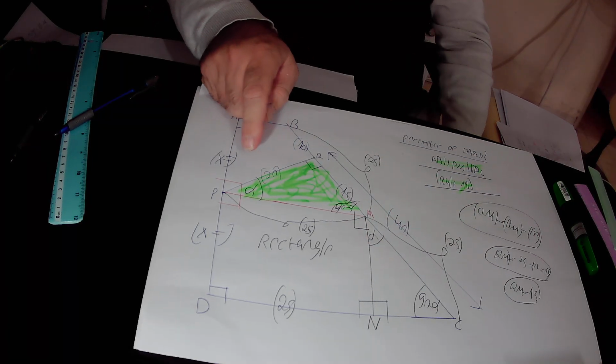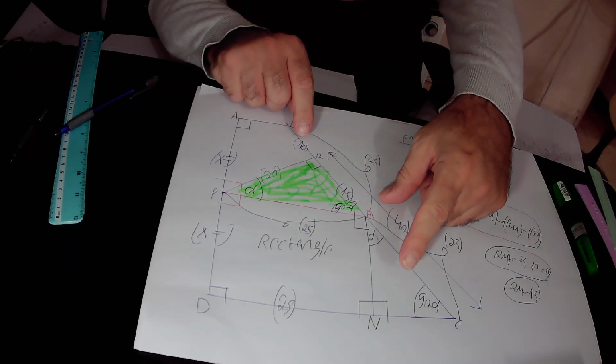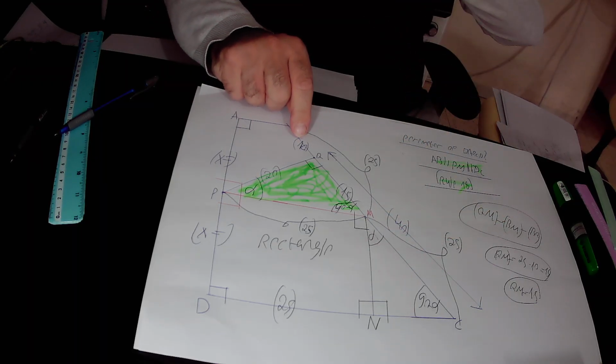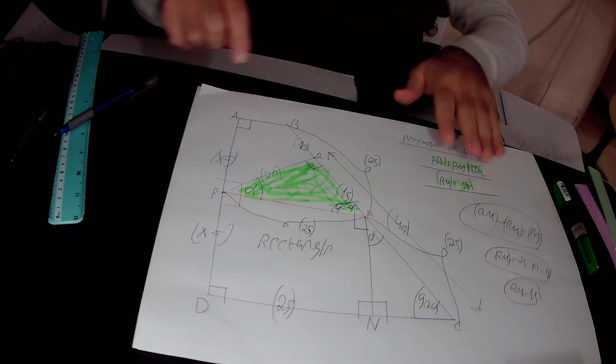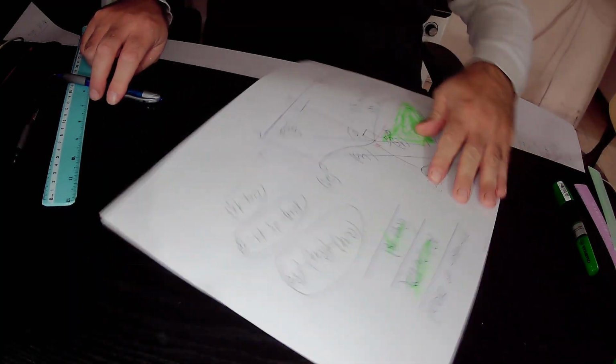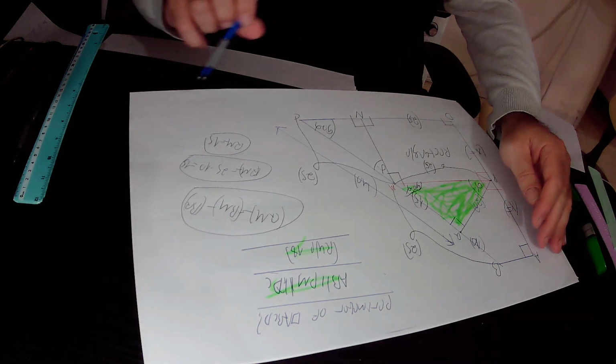But QP is 20, and therefore the corresponding side MN must also be equal to 20 units in length, according to the rule that I mentioned. Corresponding sides in congruent triangles are equal to each other.